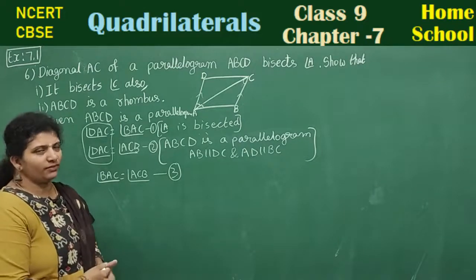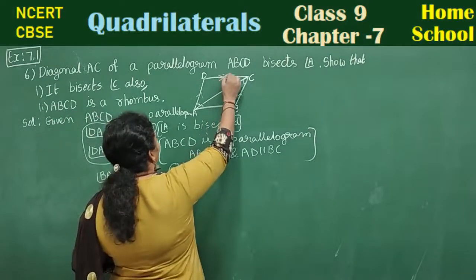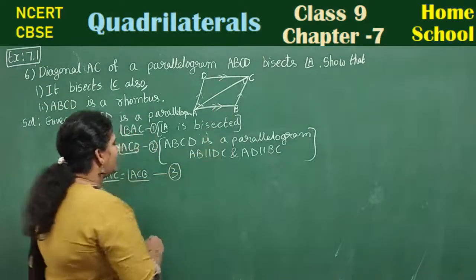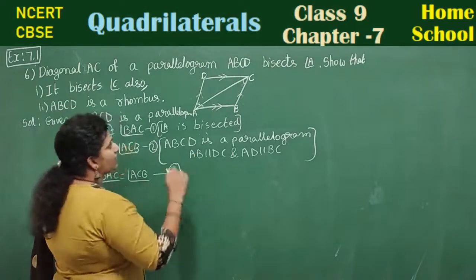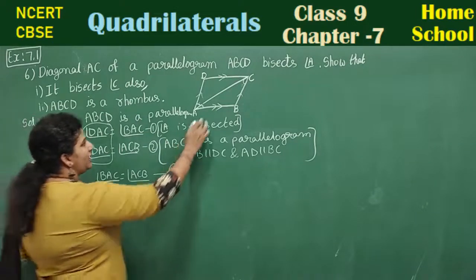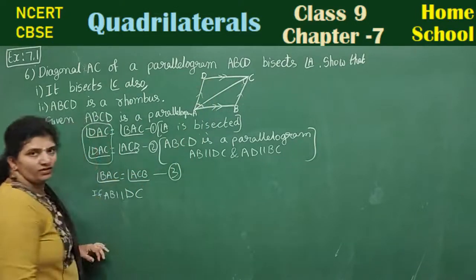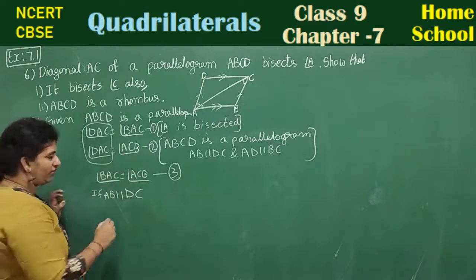No, we did not complete. We need to prove this one, right? So now take another set of parallel lines. Here we have taken AD parallel to BC. Now take another set of parallel lines. If we take AB parallel to DC, then their alternate interior angles will be equal, no?